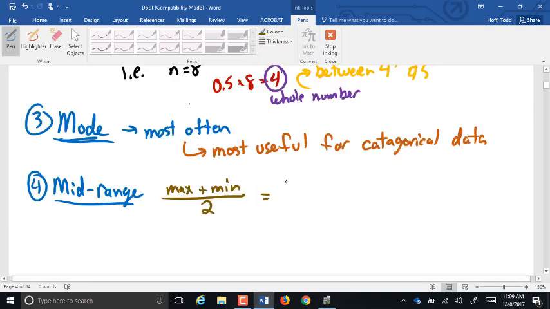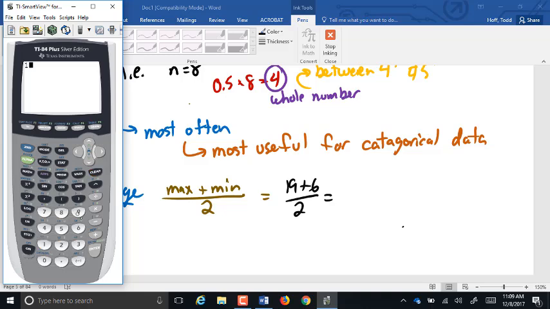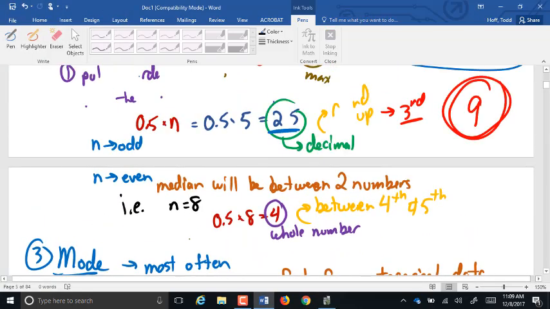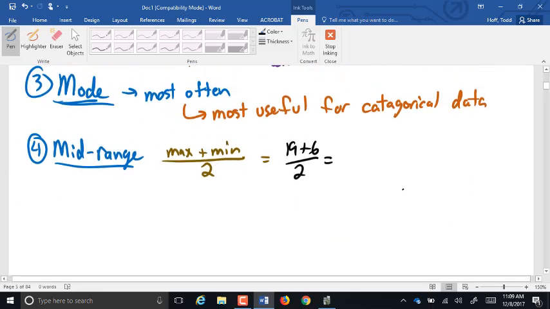So my mid-range would be 19 plus 6 divided by 2. When you do this, by the way, if you do the mean in your calculator, make sure that when you add them, you hit equals before you divide, or your calculator will mess it up. If you typed in 19 plus 6 divided by 2, it's going to tell us 22. That's not the mid-range. It's 19 plus 6, hit equals. Then divide by 2 should give us 12.5. There we go. So 12.5 would be the mid-range.